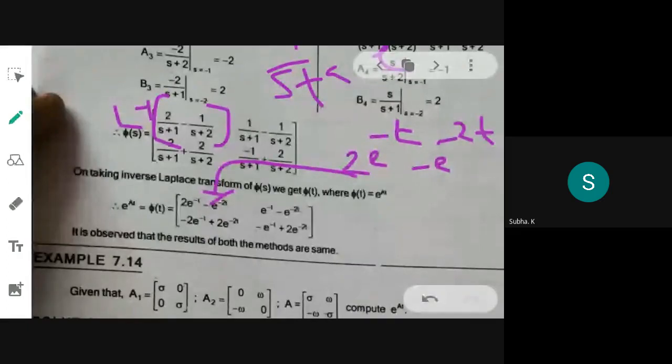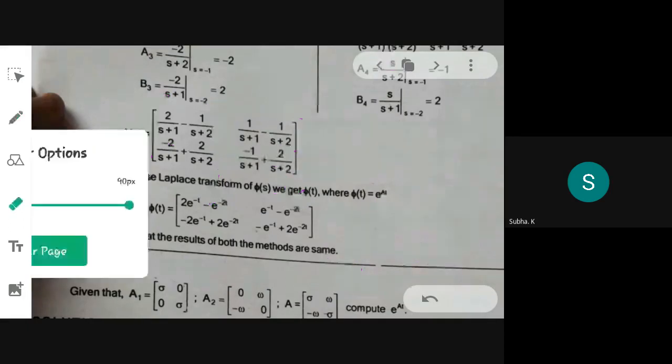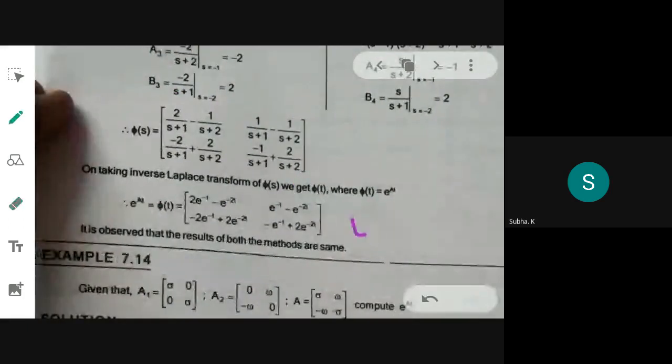So if you take the inverse Laplace transform of the second term, you will be getting e power minus t minus e power minus 2t. So that is the inverse Laplace transform of the second term. For this term, it will be 2 e power minus t plus 2 e power minus 2t. Like that, you will be taking the inverse Laplace transform. So this will be your answer as per the second method.